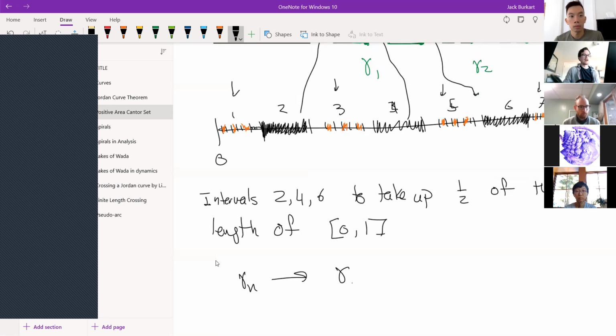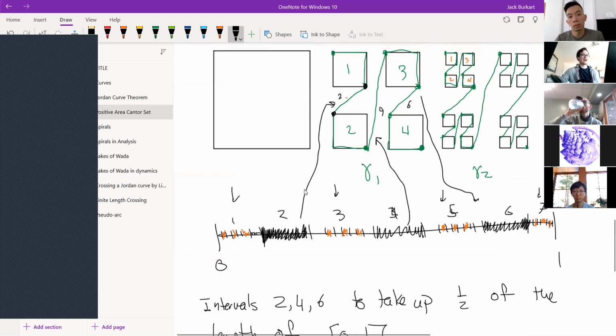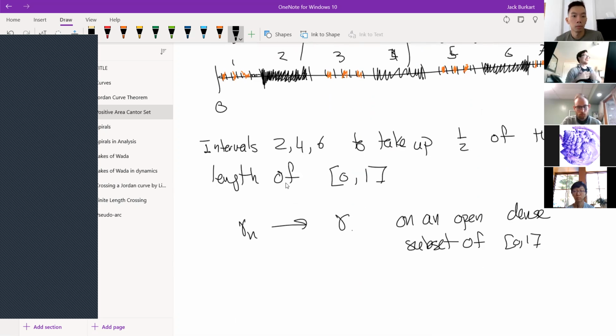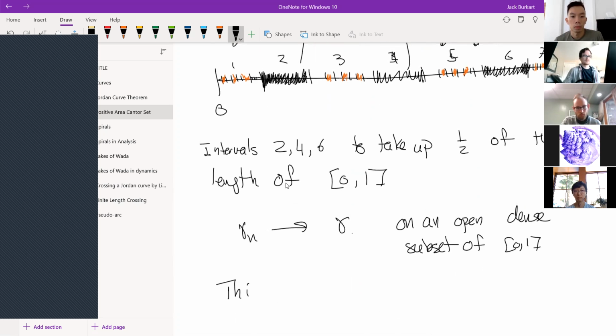So it's pretty easy to verify that gamma n converges to gamma on an open, dense subset of 0, 1. This fact corresponds to the fact that I'm just fixing these line segments. Once those line segments are drawn, I never change them in any of the future functions. And so we know that if I have a continuous function on an open, dense subset, this determines gamma on all of 0, 1.